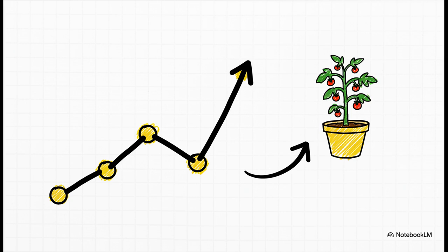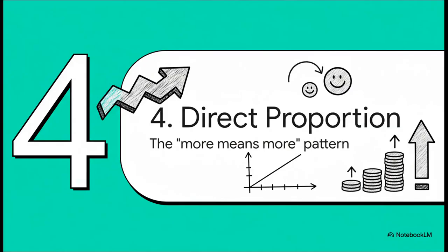And look at that. You can actually see the story now. That line is going up and up. It's a picture of our plant growing taller every week. How cool is that? Sometimes these graphs show us really clear patterns. Let's check out the first one.